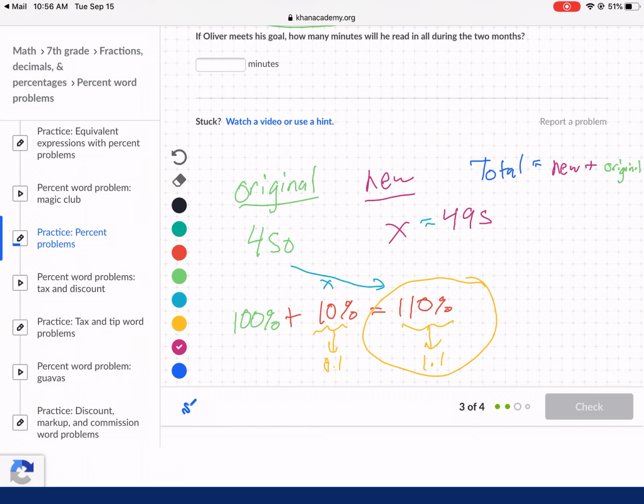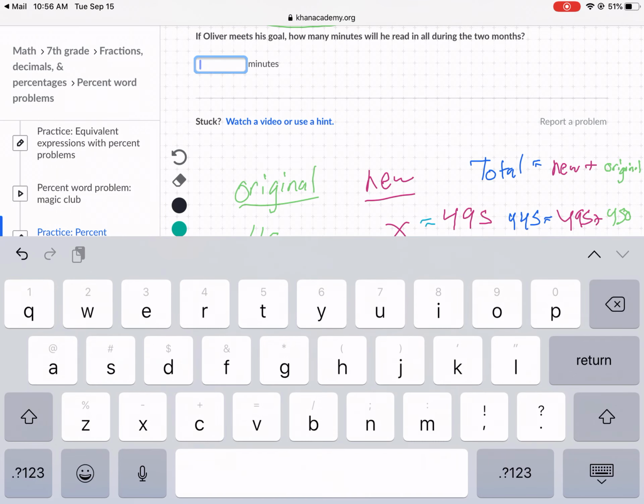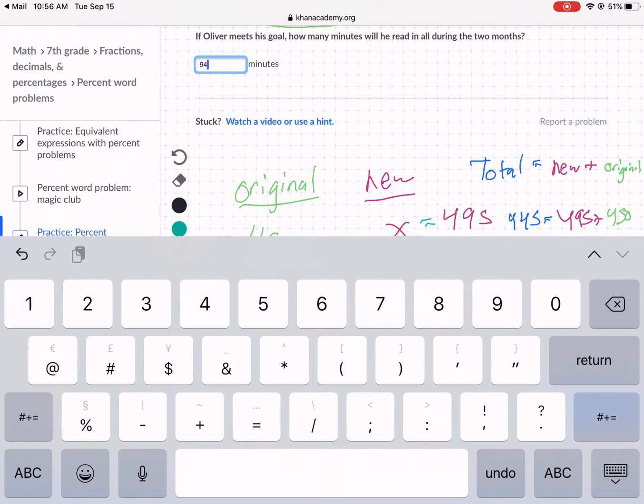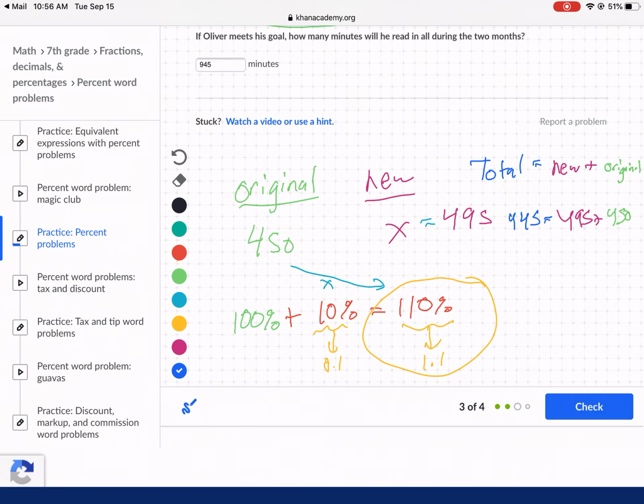So let me write this out. 495 plus 450 is going to be equal to our total, which is 945 minutes. Nice job. Good job reading. Reading is very important. So good job for this person, Oliver.